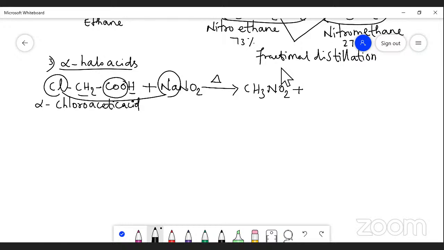The additional products are carbon dioxide and sodium chloride. So if alpha chloroacetic acid is boiled with an aqueous solution of sodium nitrite, you are going to get nitromethane as a product. What is the product name? Nitromethane. This is the only aliphatic nitro compound here. The third method of preparation, from alpha halo acids, is over.